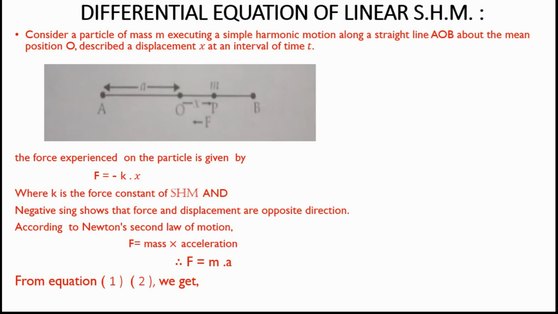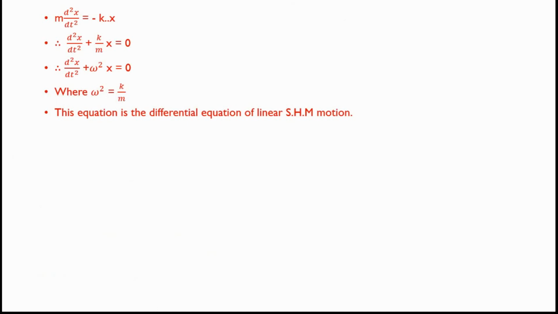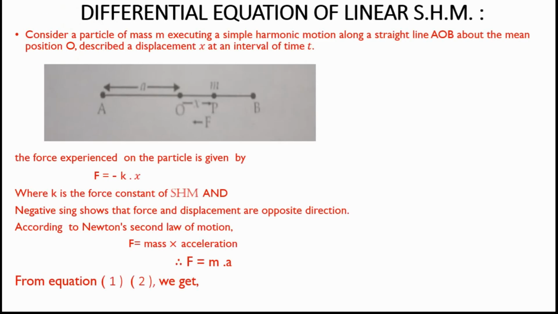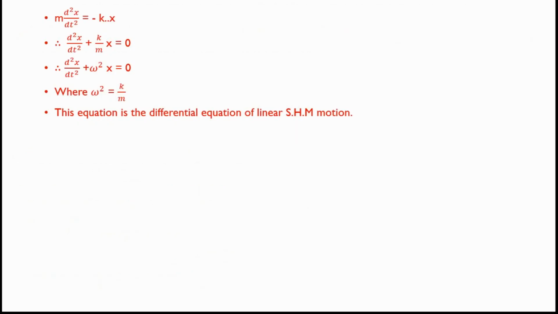From equation 1 and 2, according to the second law of motion, force is equal to mass into acceleration. Now this is the accelerating force and this is the restoring force. At equilibrium position, these two forces are equal and opposite. So from equation 1 and 2, we get F is equal to minus kx, which is equation number 1, and F is equal to m into a, which is equation number 2.